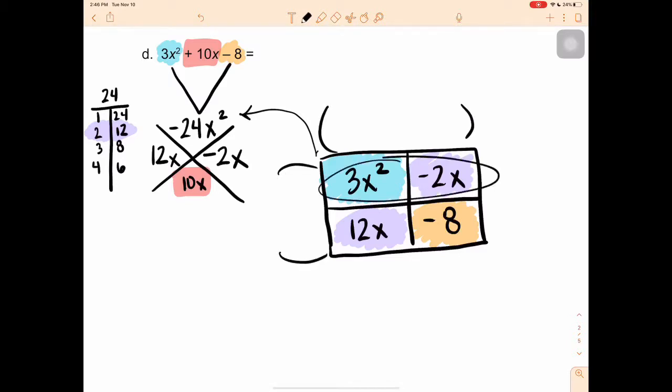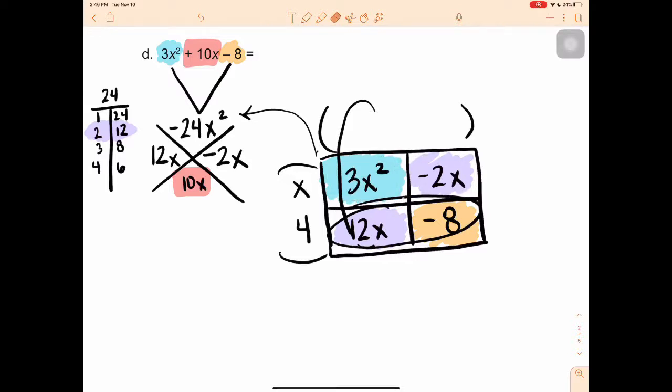So here, the greatest common factor is just an x. Right here, the greatest common factor is a 4. And up here, their GCF is a 3x. I'm going to erase all these other scribbles here. So this one here is 3x. And now I can kind of check, right? 3x times x, 3x squared. 3x times 4, 12x, right?